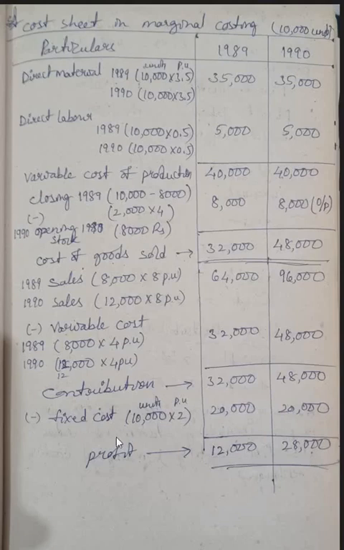The fixed cost units are nothing but the production you have done in the year. In both years you have made a production of 10,000. That's why we took 10,000 in fixed cost, and per unit it is 2. So you got the profit. This is the cost sheet.